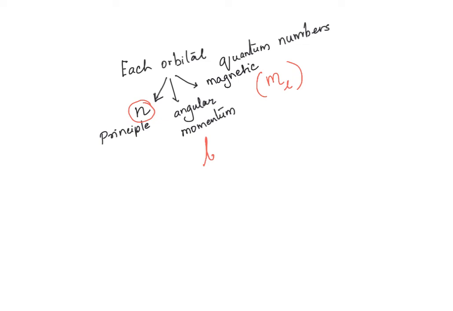Now there is also a fourth quantum number which is equally important, known as the spin quantum number, represented as m sub s, and this gives us information about orientation of the spin of electron. And in the next few videos we're going to talk about each of these quantum numbers, and then we will move into electron configuration in elements.